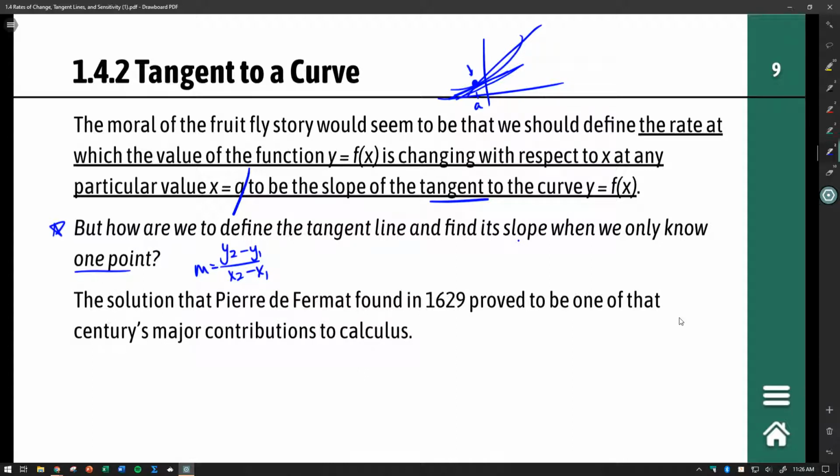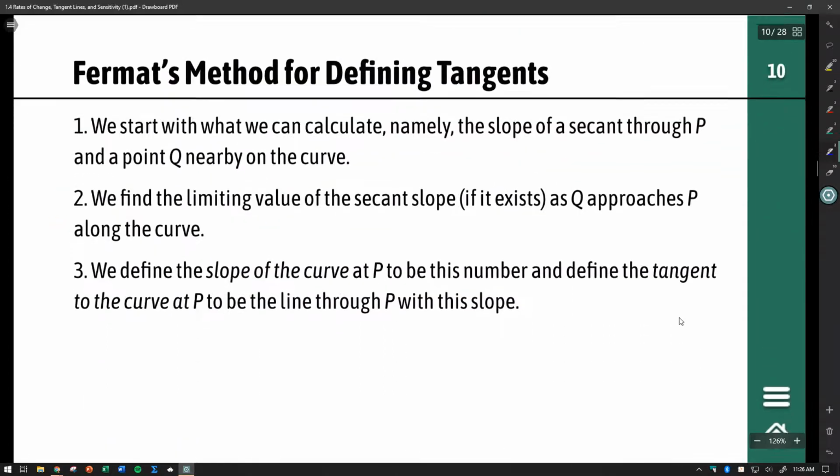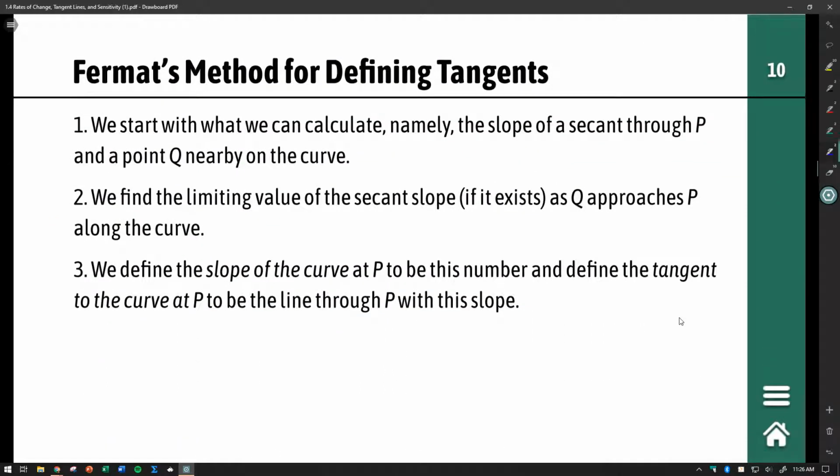Well, the solution to that question was found by Pierre de Fermat in 1629, and that solution proved to be one of this century's major contributions to calculus. His method went like this. First, start with something you can do, with something you can calculate, namely the slope of a secant. You can calculate a slope of a secant through a point P and then some point Q that's nearby P on the curve. And then we find the limiting value of the secant slope, if it exists, as Q approaches P. So if we take Q and take it towards P using some limiting function, then we are approaching what the slope of the tangent would be.